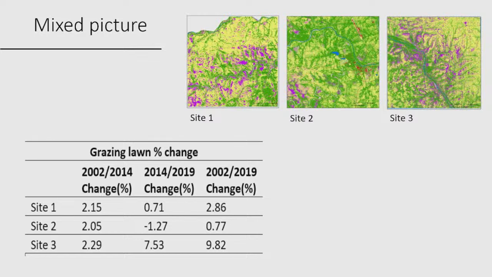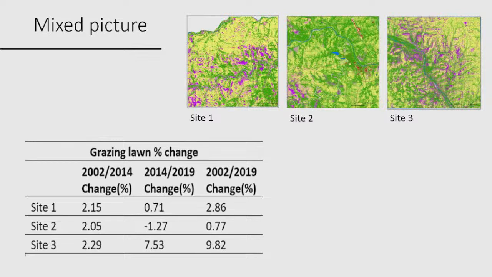In terms of the grazing lawn class only, so looking at change, here we'll look at change in both time periods, 2002 to 2014, 2014 to 2019, and then finally the whole time period. Site 3 is the one we've looked at, and you can see there is change over time, and then accumulation of that over time, so a 10% increase in grazing lawns.